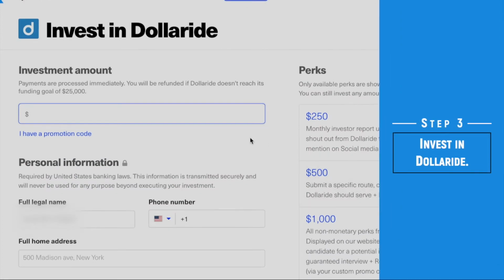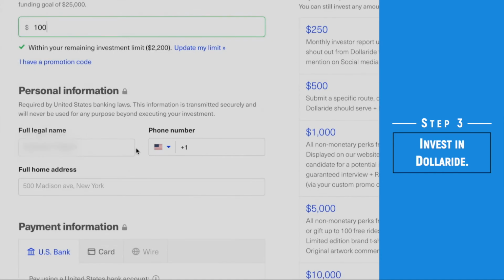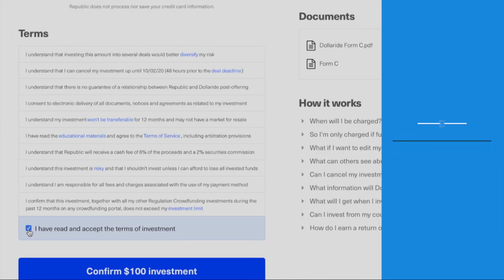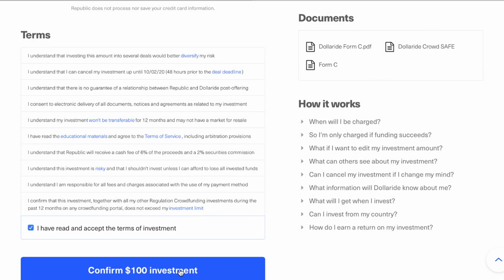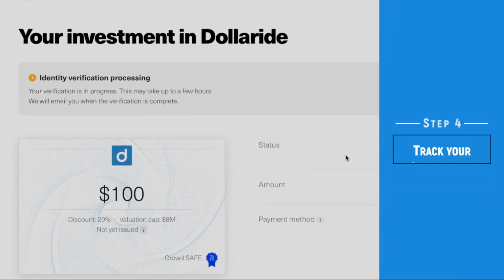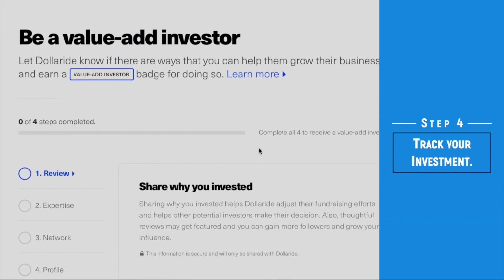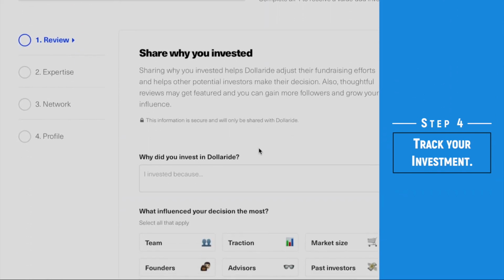To make an investment, decide on your investment amount, provide some basic payment information, review the terms of your investment, and finally, confirm. You can track your investment and our campaign on Republic. It's during this time that you can actually really be hands-on.